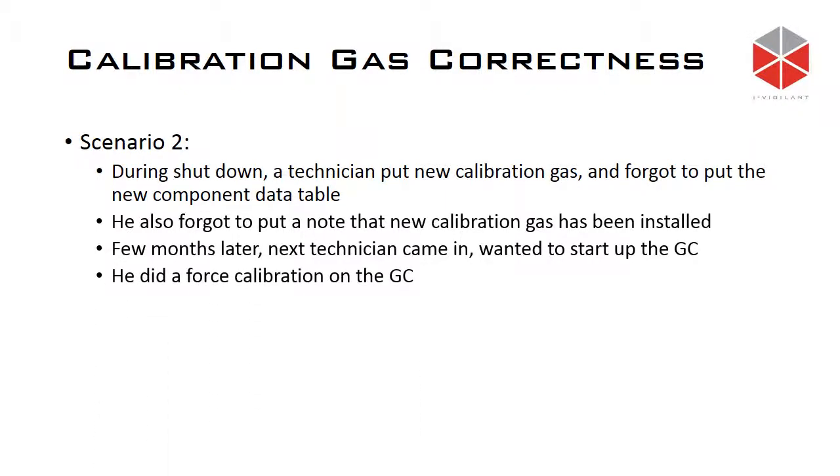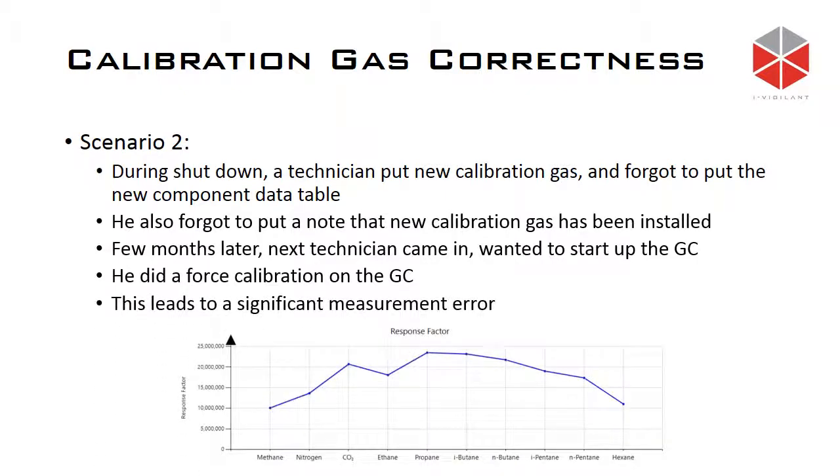He wanted to start up the GC, but he found an error. The response factor is coming out with quite a big deviation. So he did it again, and it still had a similar big deviation. So what he did was force calibrate the GC, and the result is something like that. What we would expect from a response factor trend is that everything should be ascending. And this chart is nothing like what a control chart, what a response factor trend, should look like.